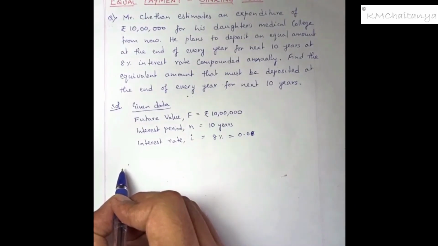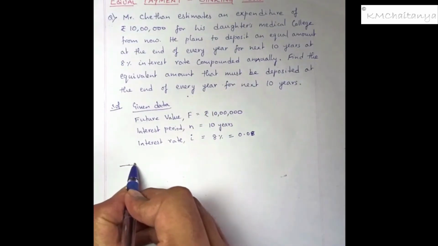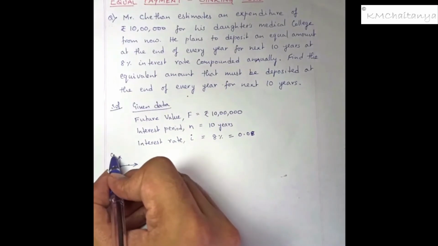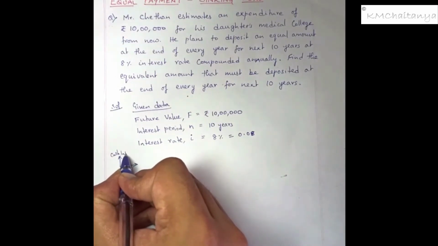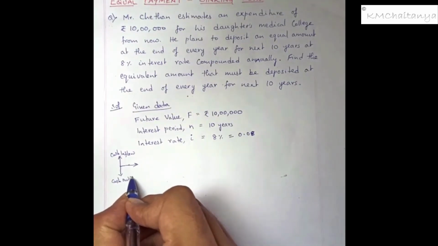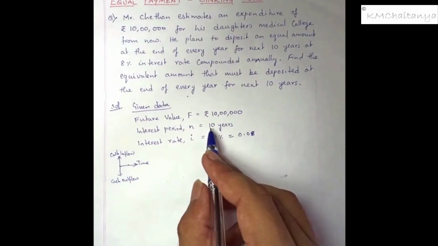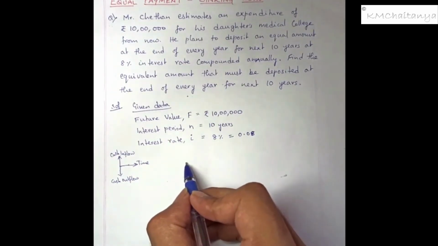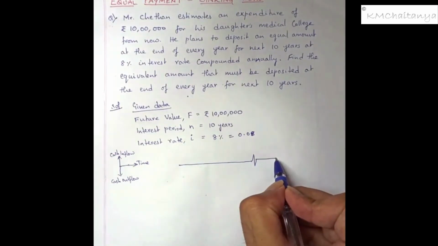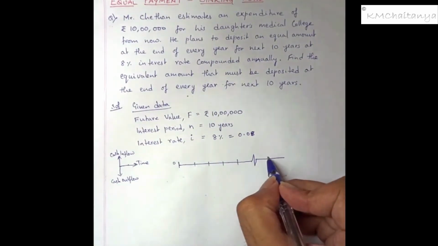Now we are supposed to draw the cash flow diagram for this particular situation. So as usual, you have the timeline and you have cash inflow, cash outflow, and this is time. So timeline is for 10 years, so I'll draw the cash flow diagram. So starting with 0, 1, 2, 3, 4, 9, 10.